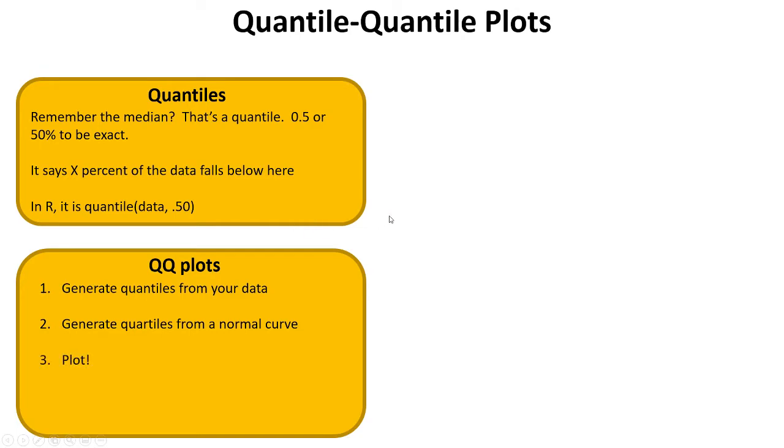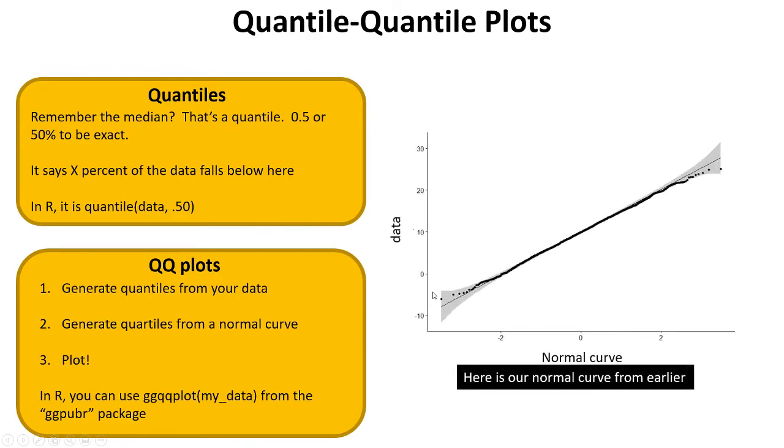And then you plot them. In R, you can use ggqqplot. It's from the ggpubr package, which you can install. It's a bit better than the QQ-plot that's built into R itself. And it'll generate something that looks like this.